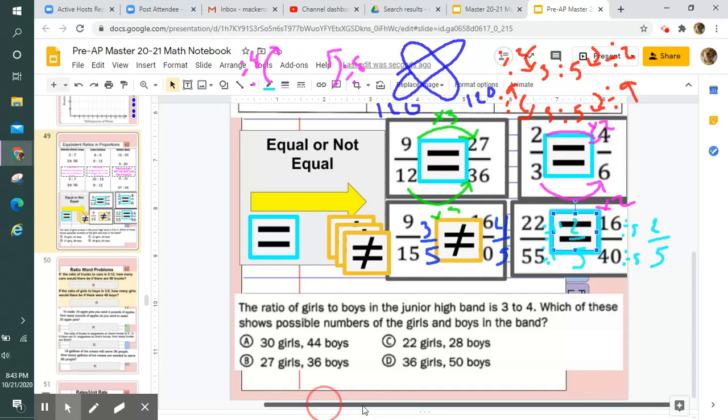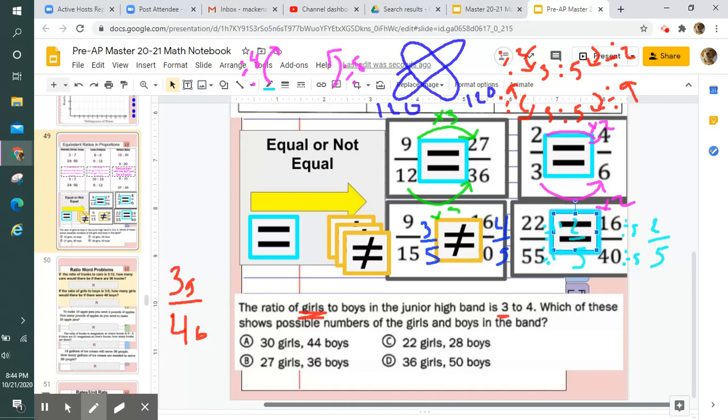Okay, now what we have here is it says the ratio of girls to boys in the junior high band is 3 to 4. Which of these shows possible numbers of girls and boys in the band? So we're going to have to start with what we know. So we know that there's 3 girls, because girls is listed first and 3 is listed first. So 3 girls to every 4, the second number, and the second number goes to boys. So 3 girls to 4 boys.